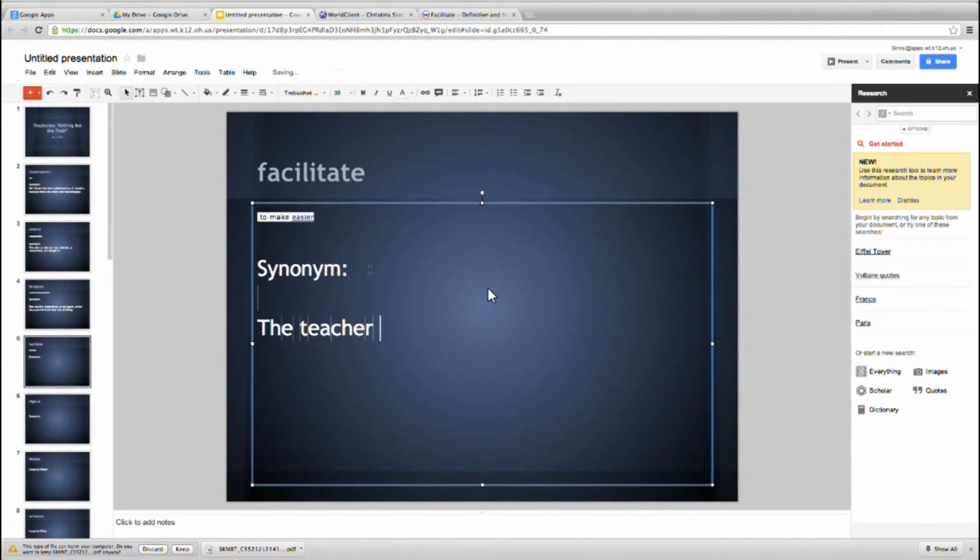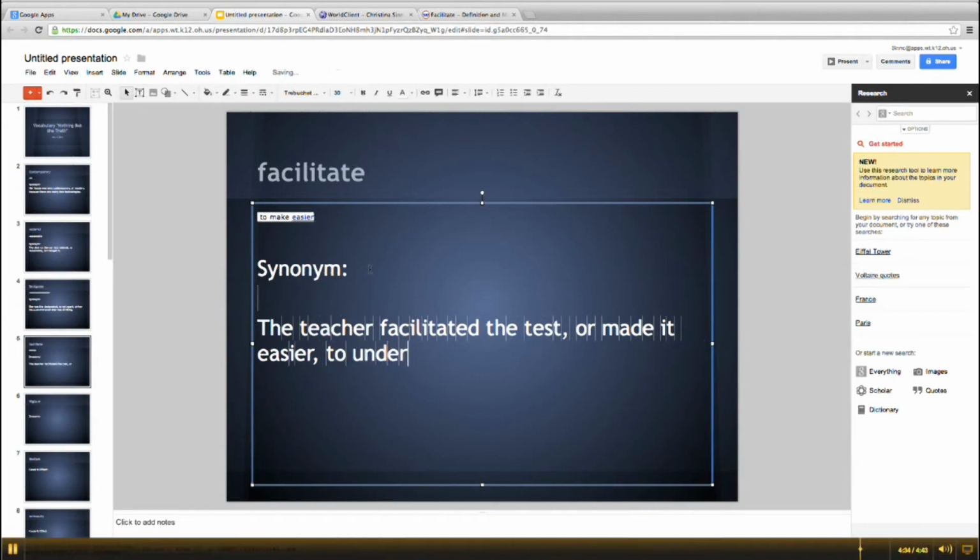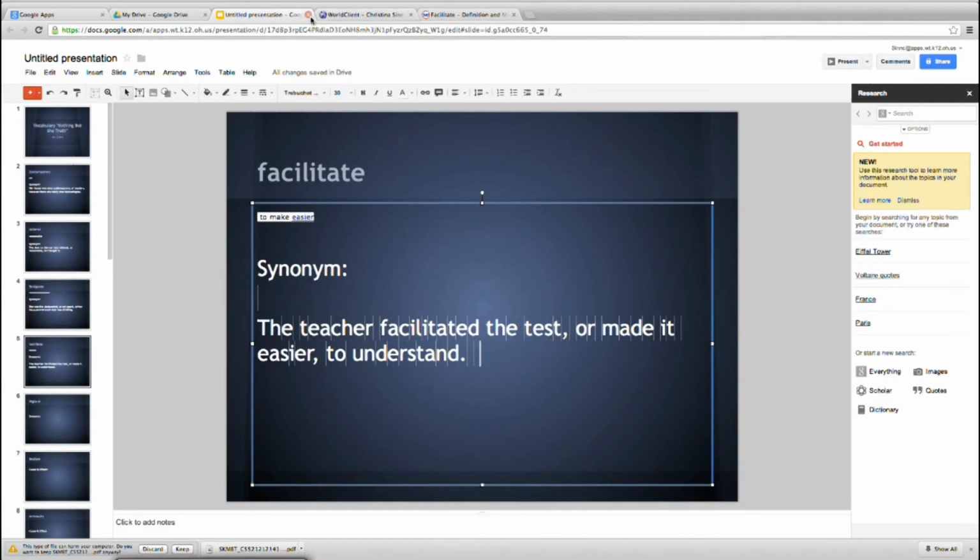The teacher made the test facilitate? Nope, it's not a describing word, it's a verb. Someone has to do it. The teacher facilitates. She has to do it, or he has to do it. The teacher facilitated the test. Yeah, you can change the tense. Made it easier, comma, to understand. Or we could put because it was too hard.